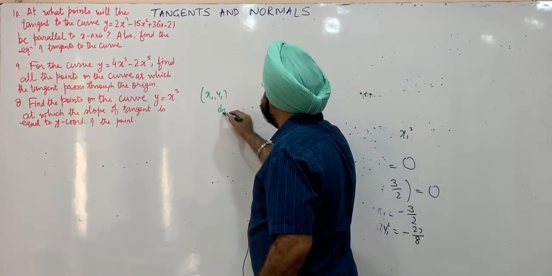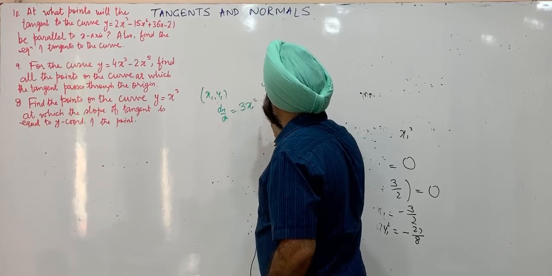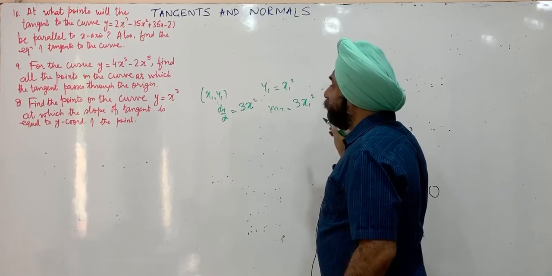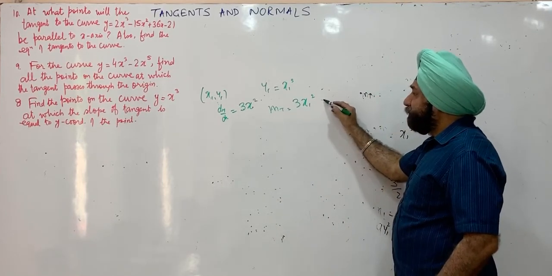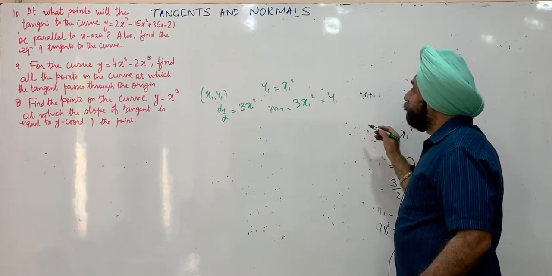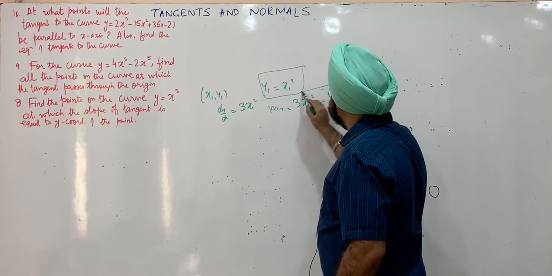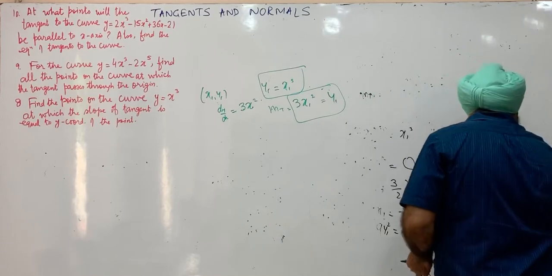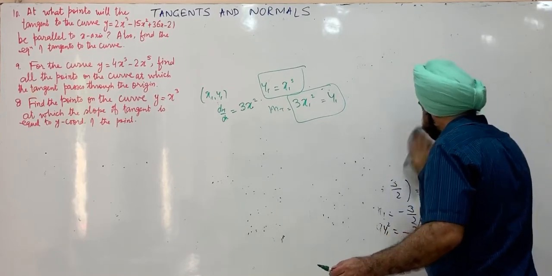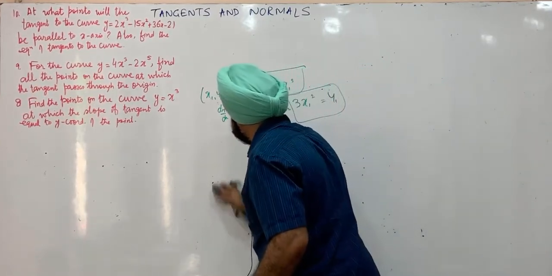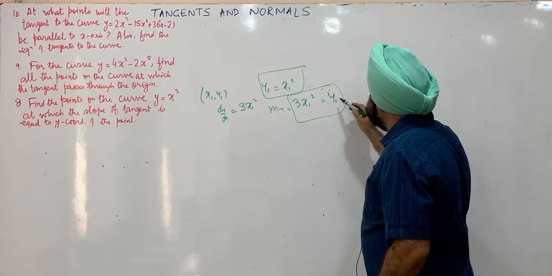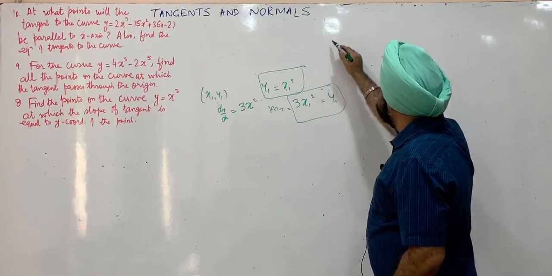So differentiate, dy by dx is 3x square. Slope of tangent at this point will be 3x1 square. Now slope of tangent is equal to the y coordinate of the point, which is y1. So we have the first equation, and this is the second equation. We solve these simultaneously. This is y1, this is also y1, so we equate these values.